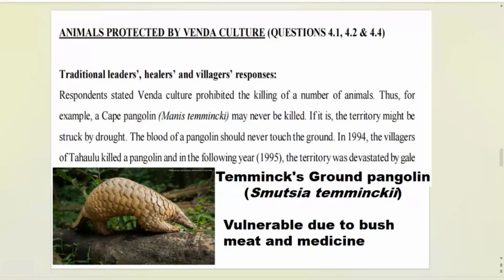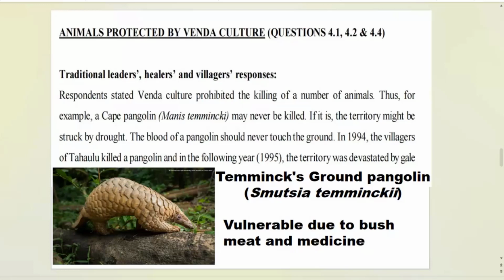And in another research that I conducted, I was told that if this has to be slaughtered, you slaughter a cattle first, then you take the skin, you put it on the ground, then that is where you can slaughter the pangolin, so that the blood does not touch the ground. This is how important this animal is considered.